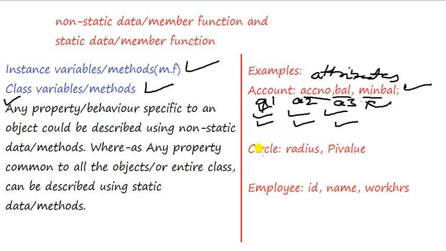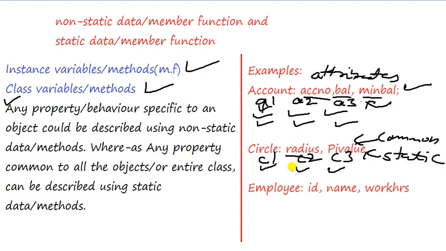Similarly, let's see circle. In circle, can you guess what the radius will be? Will it be specific to each circle? Say there are circles C1, C2, C3. For each circle, will it be specific? Yes, it will be specific to each one. But the pi value will remain common for all objects. Object to object, the pi value will not change, but object to object the radius will change. That's why the pi value should be qualified as static.